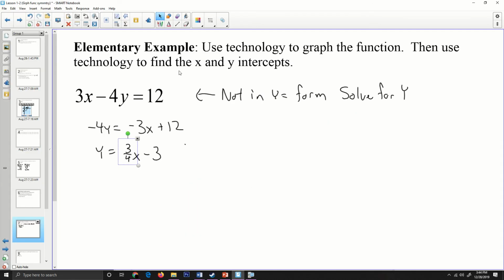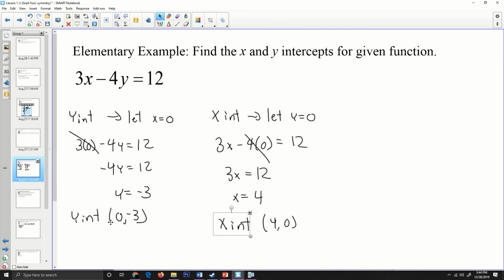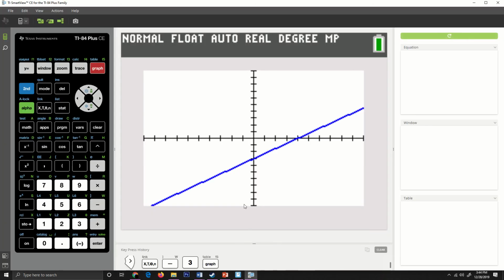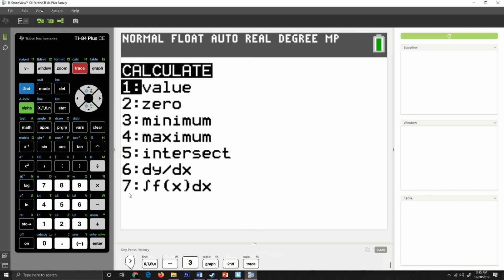All right, and it also says use technology to find the x and the y intercepts. Well, again, what we're going to do here to find those things, and we already know what they are. We already know that the y-intercept is 0, negative 3, and we know that the x-intercept is 4, 0. Well, but if we want to use technology to do that, we can use this trace button. Now, in college algebra, hitting the trace button by itself is almost never going to be good enough. What we're going to have to do is hit the second button, and then hit that trace button. It's going to bring up this calculate menu.